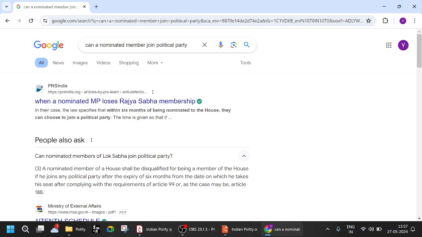A nominated member of a house shall be disqualified for being a member of the house if he joins any political party after the expiry of 6 months from the date on which he takes it. So before 6 months is okay. In their case, within 6 months of being nominated to the house, they can choose to join a political party. So within 6 months, they have to join if they want to. So can an independent.